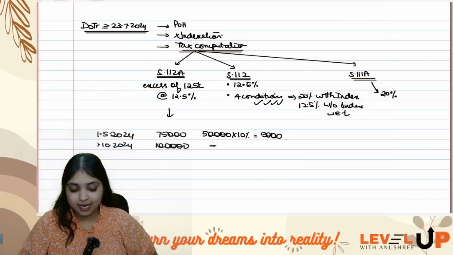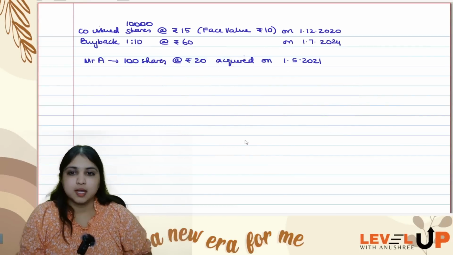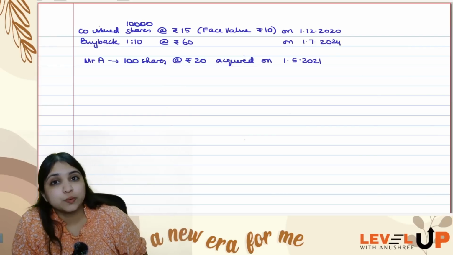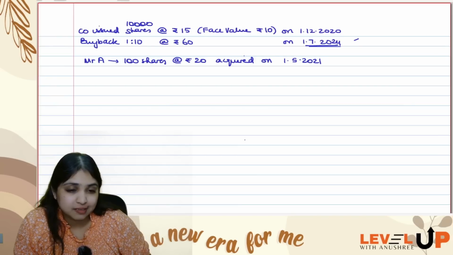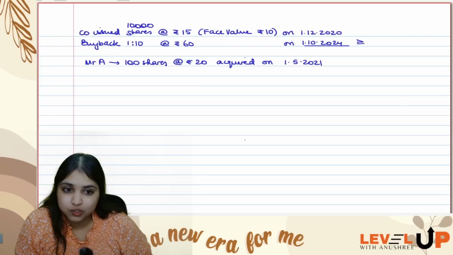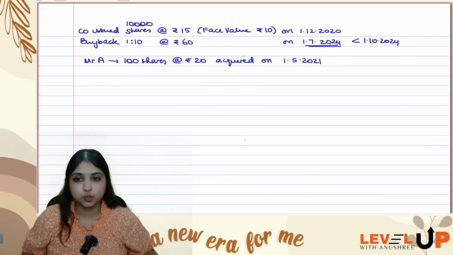Let me take you to my classroom notes over here. Look at this example. Now I'm going to work this question out with you in two ways. First, what if the buyback happened on 1st July 24, that is before 1st October 2024, and then what if the buyback happened on 1st October 24, that is on or after 1st October 2024. This way you will get an idea about both the old provision and the new provision.